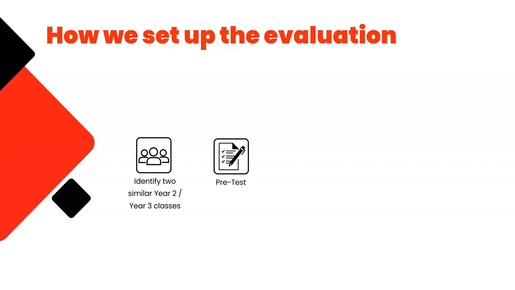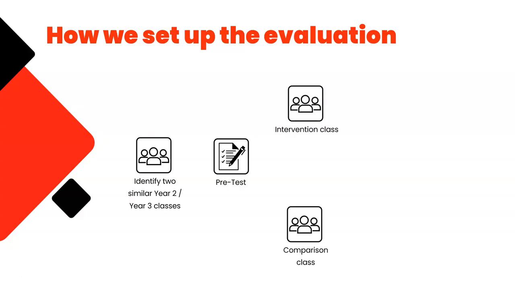Then complete the pre-assessment spelling test with both classes. Then enter the data into the What Word Teachers platform, which will then randomly allocate a class to the intervention and one to the comparison class.